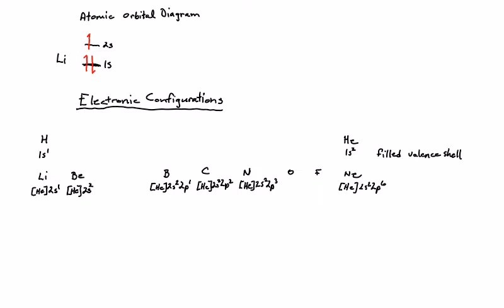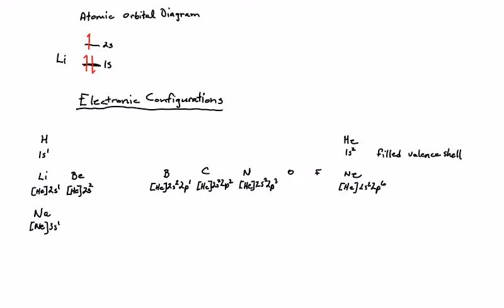So again, we can see here that by the time we get to the end of the row on the periodic table, we have filled the valence shell again. Now the next element down is going to be sodium, and that's going to build off of a neon core, and that'll be 3s1.